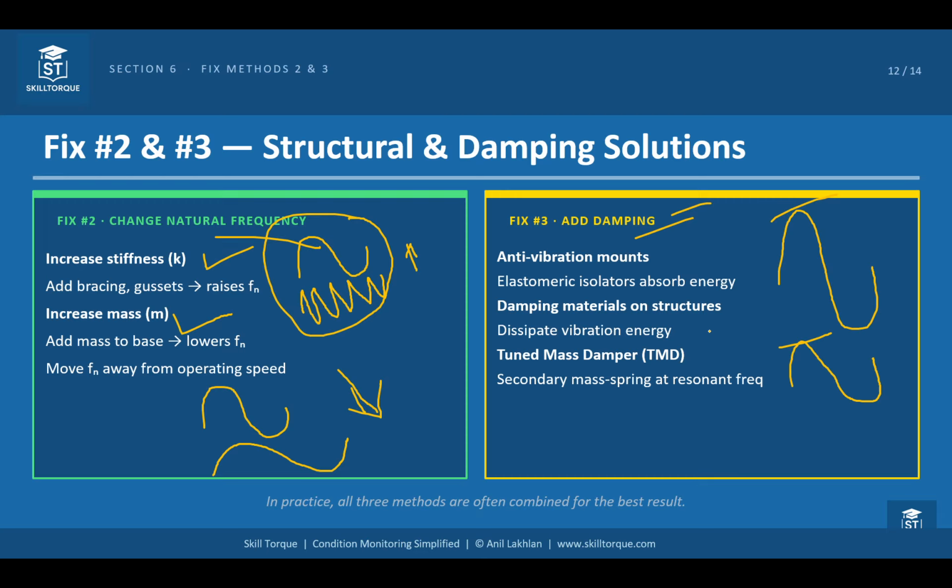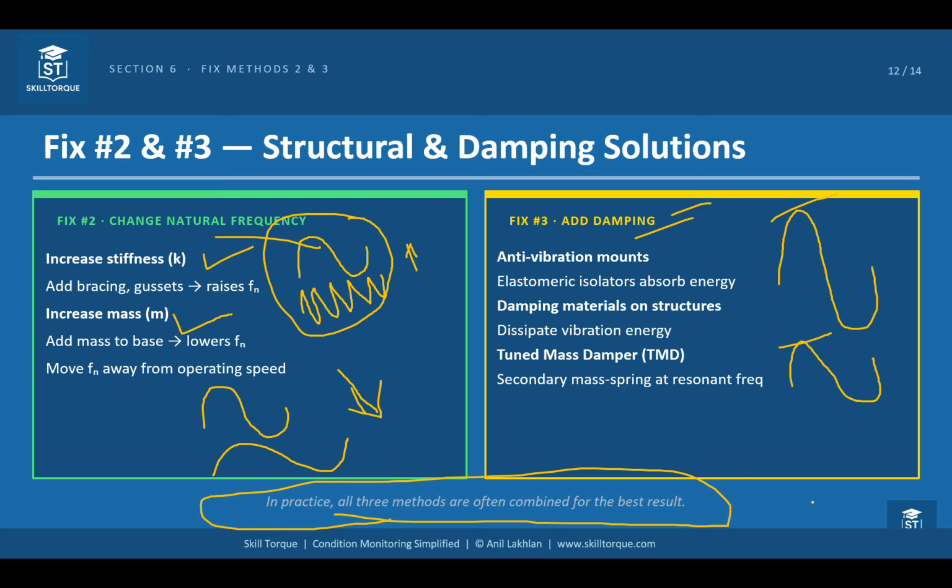In some cases a tuned mass damper is used, a secondary mass-spring system tuned to the resonant frequency. What these things do is effectively absorb the energy before it builds up in the main structure. You will see such things in large industrial fans and tall structures. So in practice, the solution often combines all three methods: operating speed adjustment, structural modifications, and added damping.